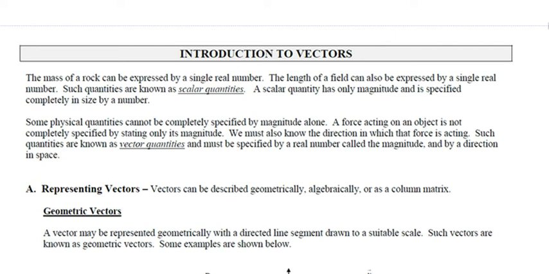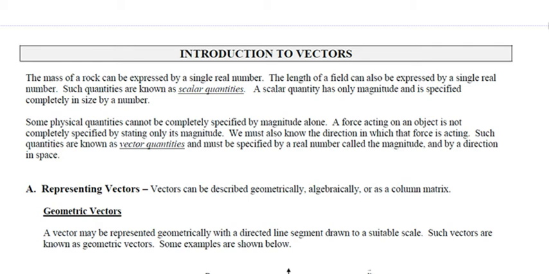Okay, introduction to vectors. The mass of a rock can be expressed by a single real number, and the length of a field also by a single real number. Such quantities are known as scalar quantities. A scalar quantity has only magnitude and is specified completely in size by a number. So a football field is 110 yards long.